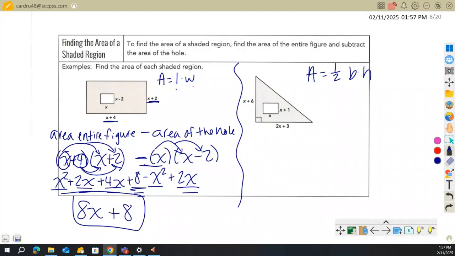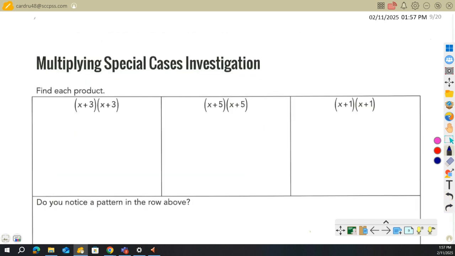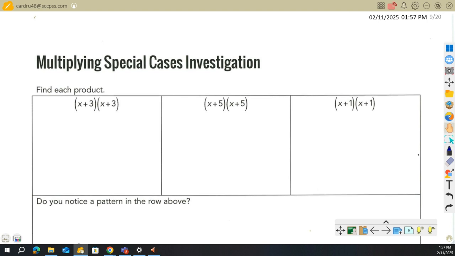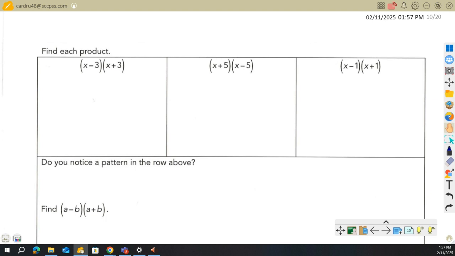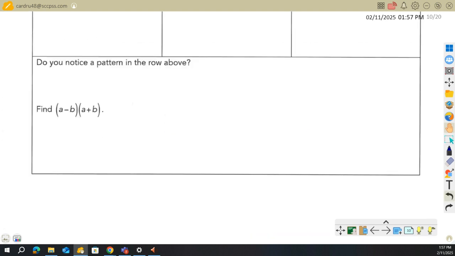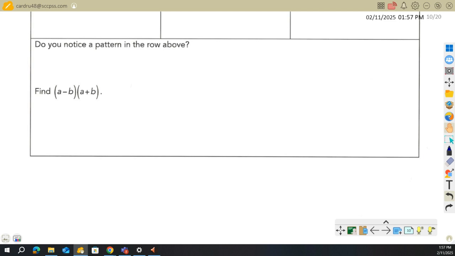So go ahead and try the next one. Remember to use the area of the triangle, the 1/2 base times height. Check your solution on Brightspace. And then what you are going to do is this next page, this multiplying special cases investigation. You know how to do this. You know how to multiply those binomials. So I want you to go through this page, and I want you to think about what patterns you are noticing, things like that, and this page as well. Check your answer on Brightspace.